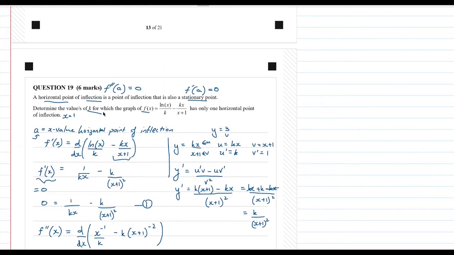So, determine the values of k. The answer is that when k equals plus or minus 2, we have only one horizontal point of inflection, which is at x equals 1.